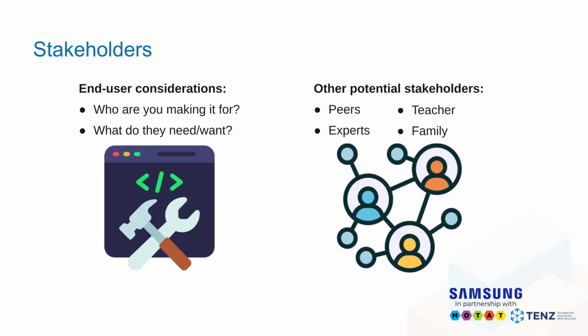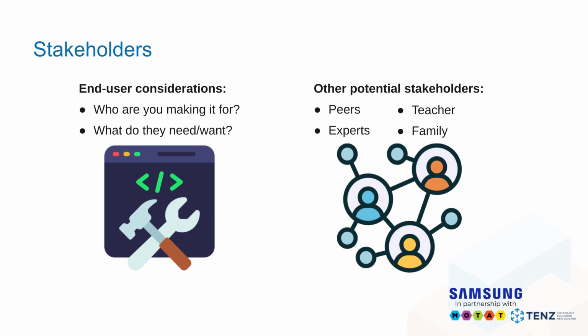So who are your stakeholders? And we're going to come back to this one because this is really, really important. The key people that you are going to be talking to, well, fundamentally, it's going to be your end user. Who are you designing this for? What do they need? What do they want? And you need to go back to this when you're creating your brief and your attributes.